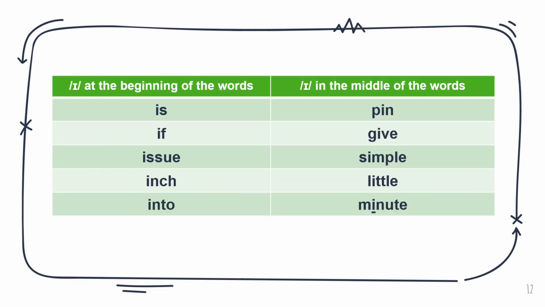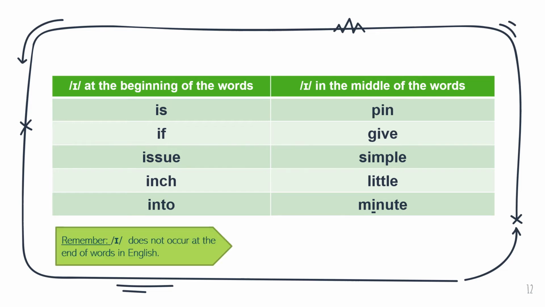Where can we find this vowel sound E? At the beginning of the words and in the middle of the words. Keep in mind that you won't find this vowel sound at the end of English words. So for instance, at the beginning we have is, if, issue, inch, into. And in the middle of the words we have pin, give, simple, little, minute.